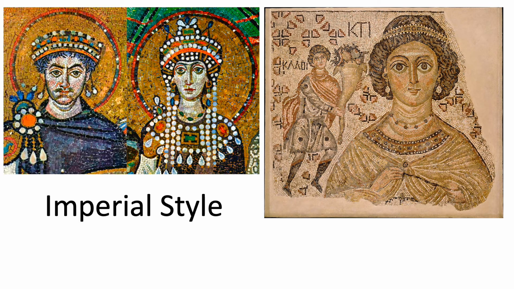The imperial style is a style where the easiest place to see it is in the shape of the eyes and the detail of the face. So you see in all 4 portraits that I've shown you here, these are all mosaic portraits of Justinian and Theodora. And you see that their faces are all depicted in a fairly similar fashion.